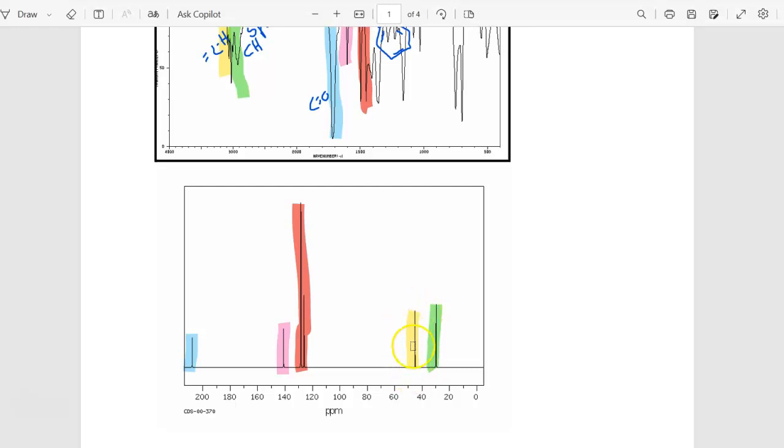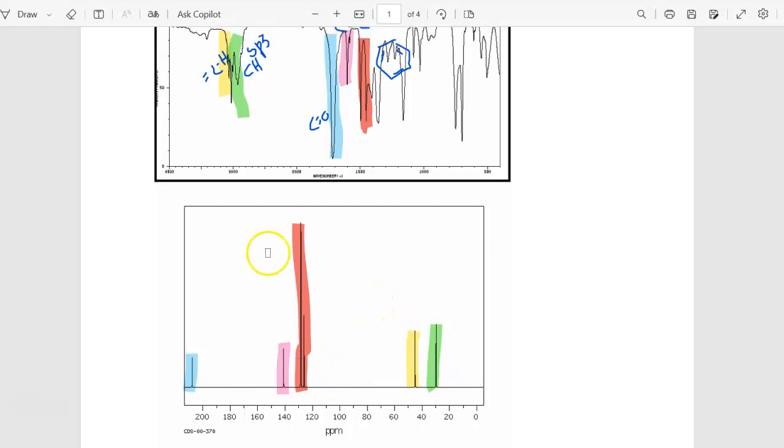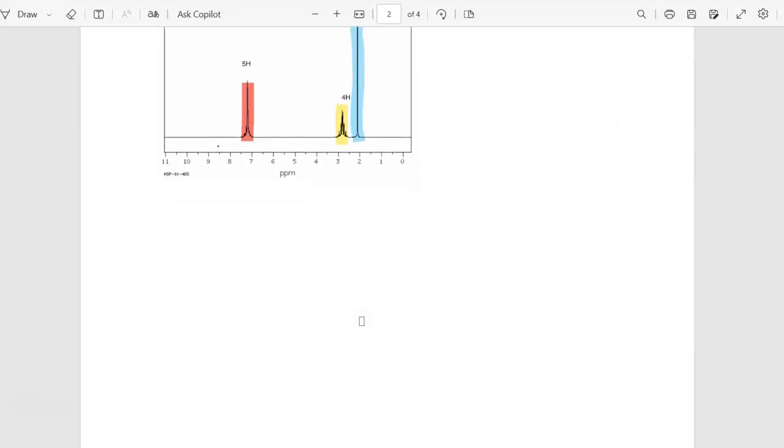Then we have our CH2. It shifted downfield a little bit. We know normally that CH2s are around the 30 area, just downshifted because of the presence of the carbonyl. The same with our methyl group, which is normally around 20, or shifted just a little bit downfield because of the presence of the carbonyl. So there we have our 13C NMR.